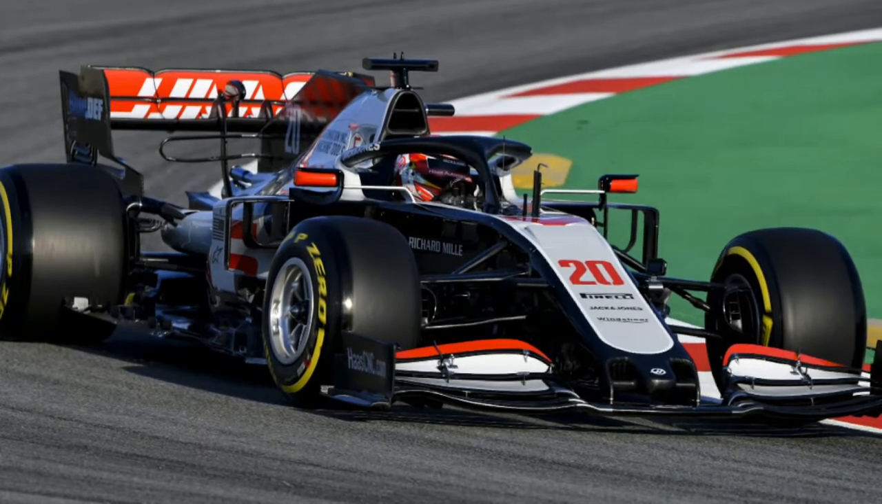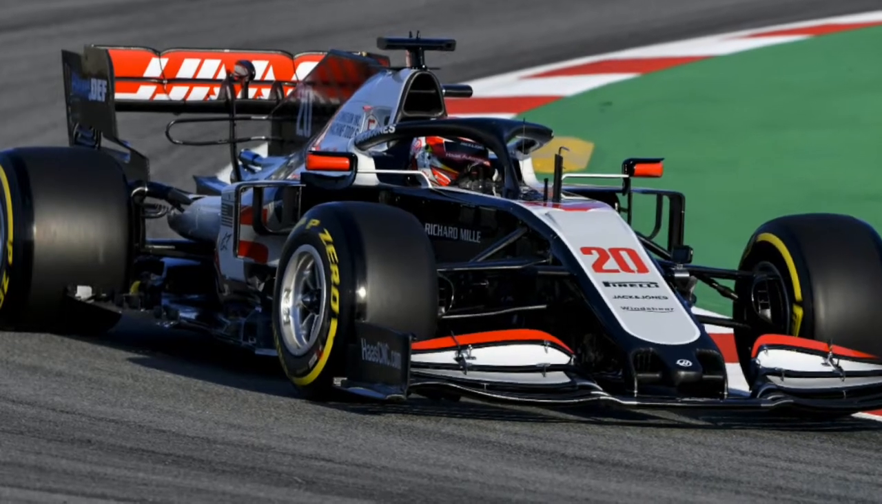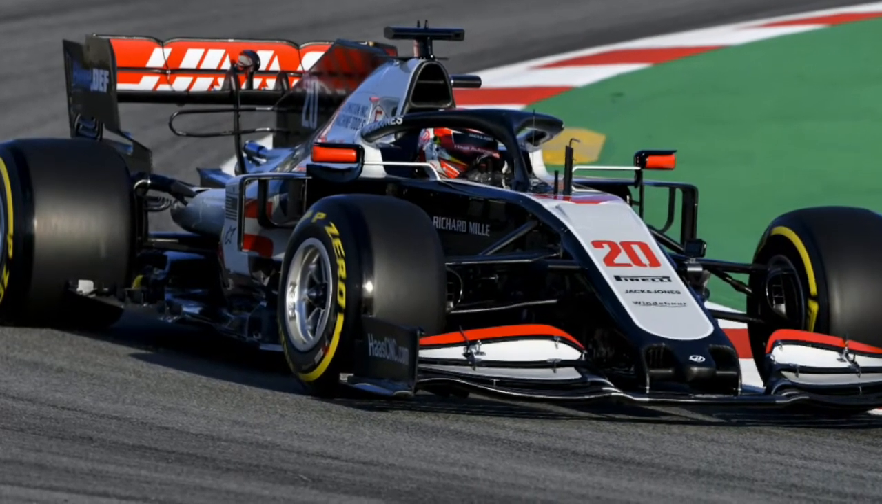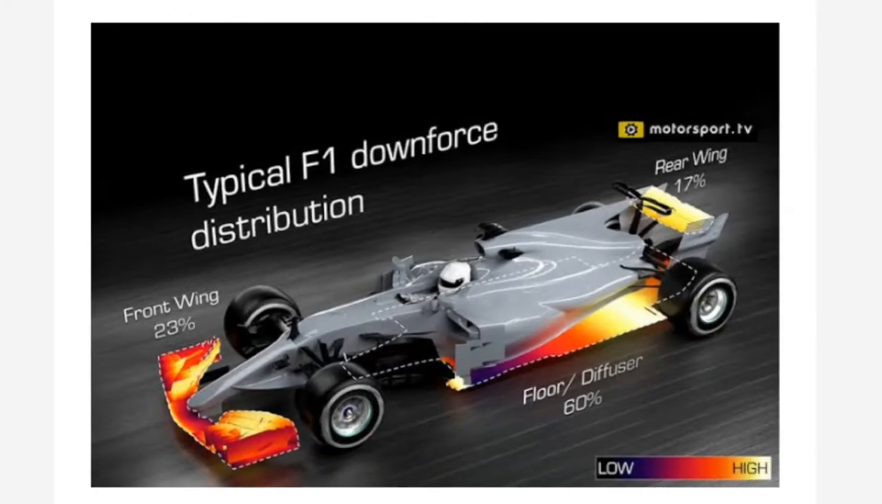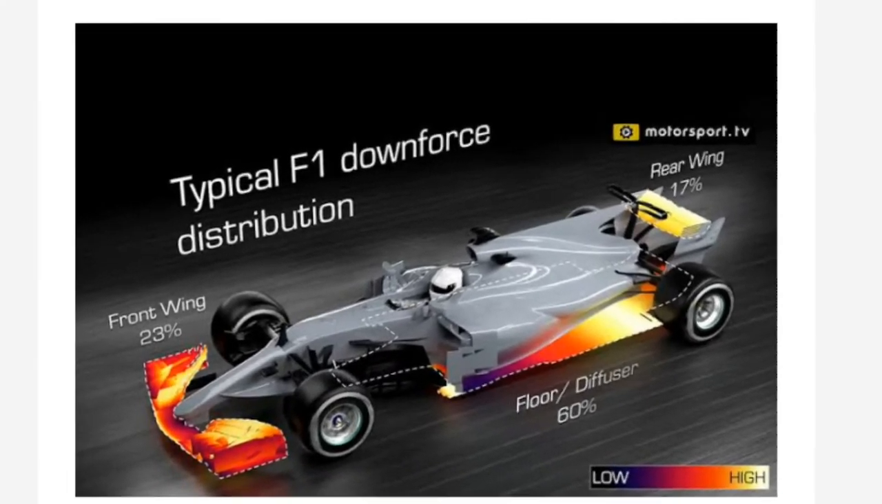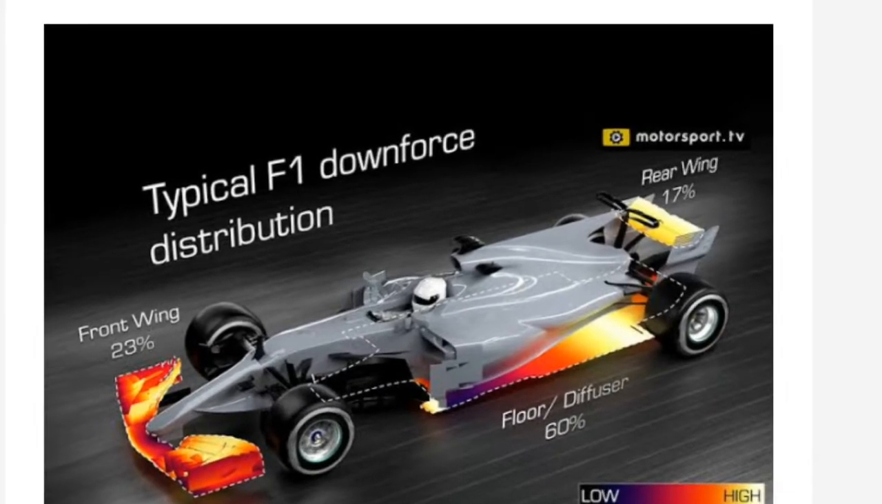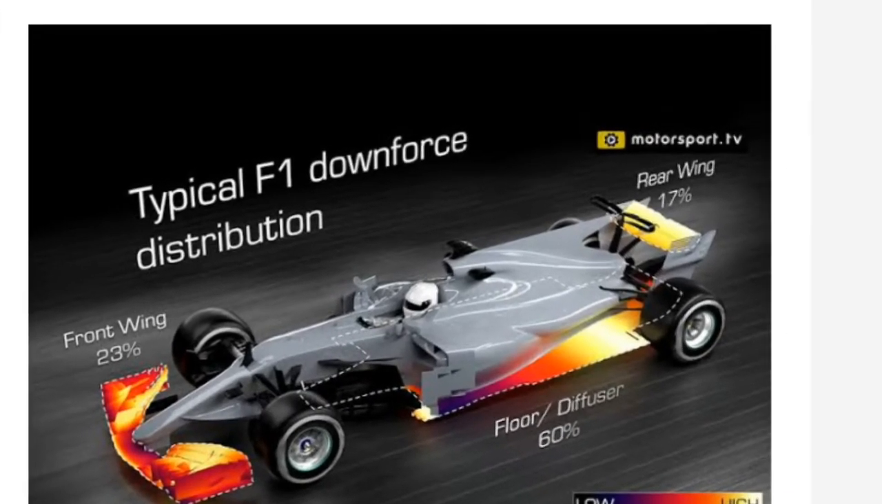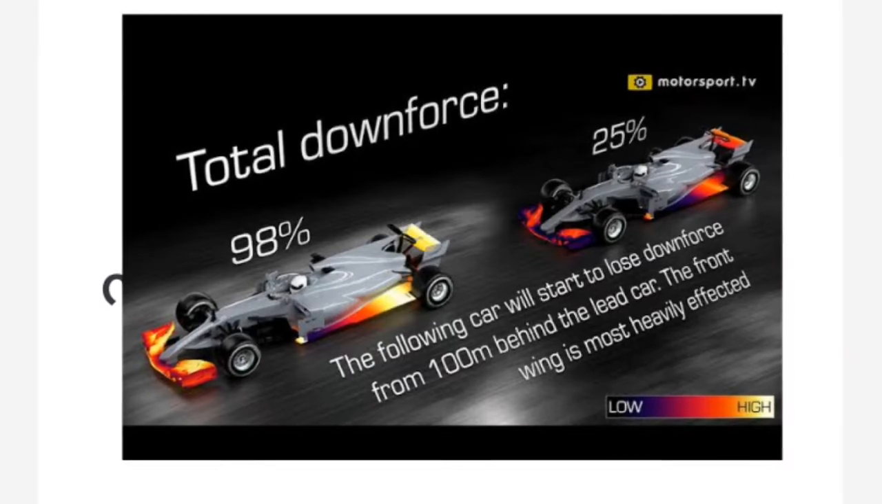The contributors of this downforce are the front wing, the venturi tunnel, the side ports, the dashboard and the rear wing of the Formula 1 cars. The front wing generates 23% of the downforce, 60% is generated by the diffuser, by the ground effect, and 17% by the rear wing. Here the red color shows higher downforce and blue shows lower downforce.